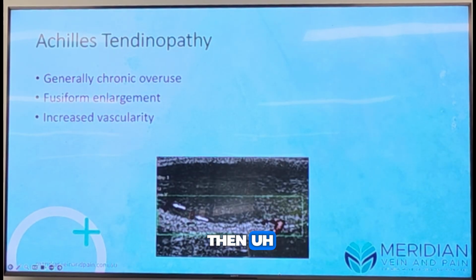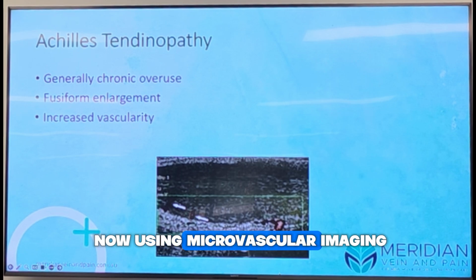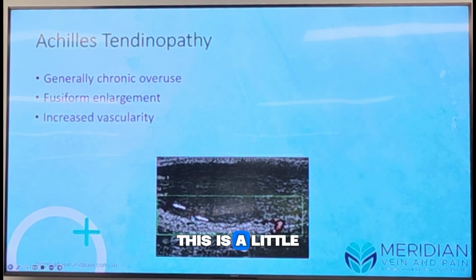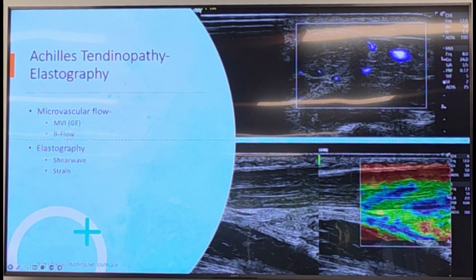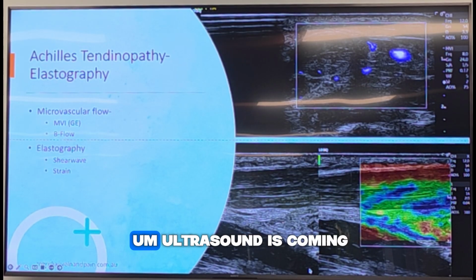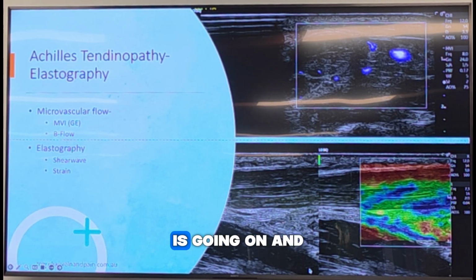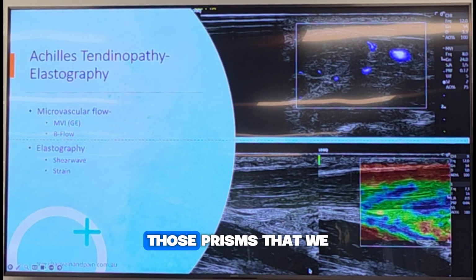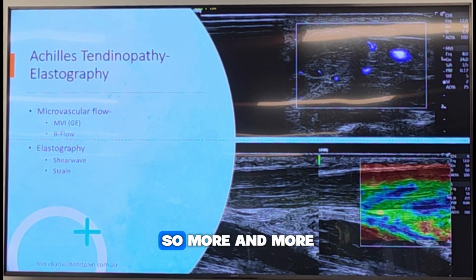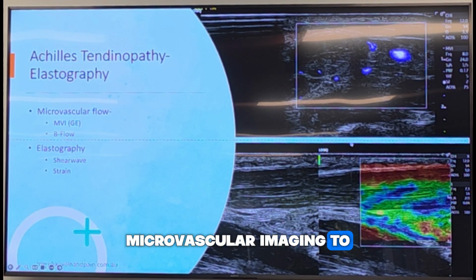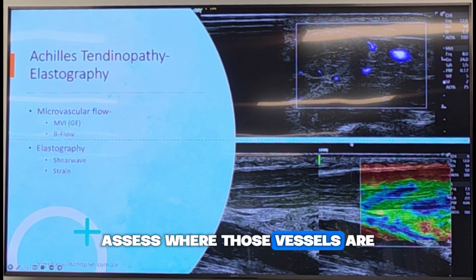And then more and more we're now using microvascular imaging. So as you can see, this is a little image of vessels deep to the Achilles tendon in that area. Now, this is where ultrasound is going on, and these are those prisms that we talked about. So more and more we're using microvascular imaging to assess where those vessels are.